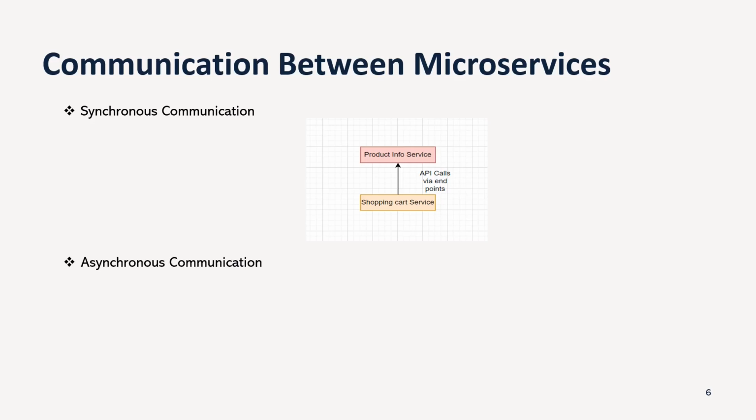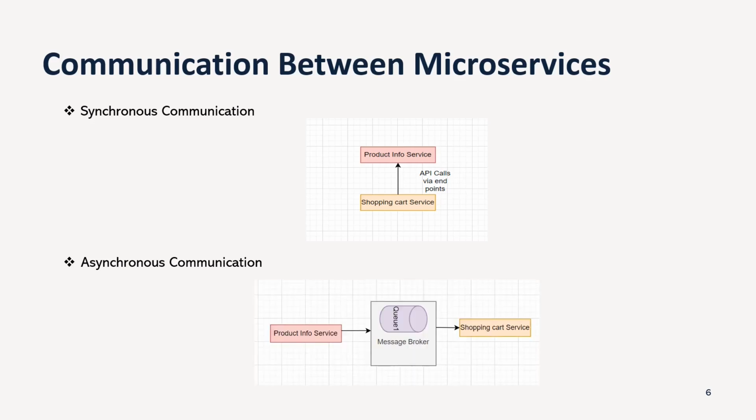Second way is asynchronous communication. In this, we have a message broker, and we use MQs like queues, so it won't be in real time. There might be some delay in the response. Suppose product info service wants to talk to the shopping cart service, it will push a message to the queue, and then the message broker will push this message to the shopping cart service. Once it is processed, then the product info service might get a response back as well.